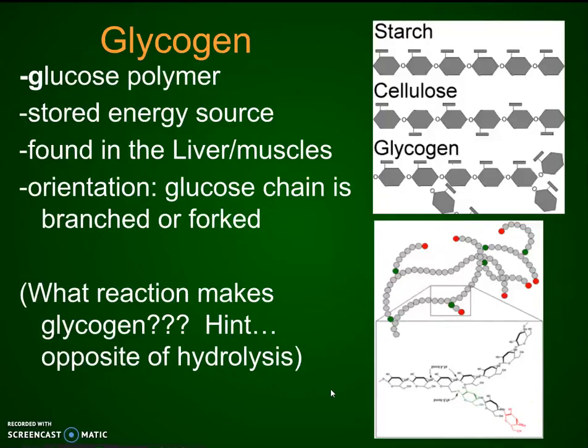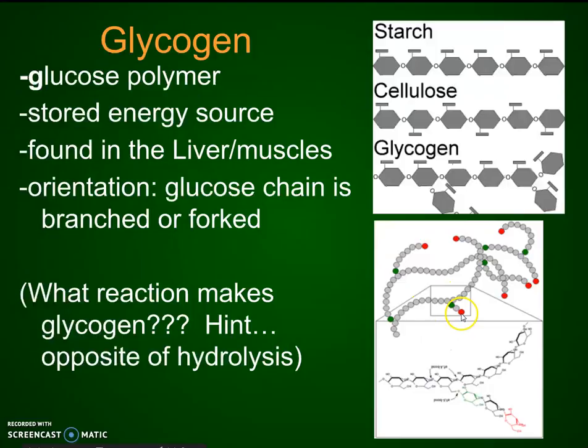Glycogen is the third one, and find it in your notes. Glycogen is also a glucose polymer, which just means it's made of many glucose, and it is right here. This is the one we make. The first two, starch and cellulose, plants make. We make glycogen, okay? Animals make glycogen in our liver and muscles. And the way it's oriented is that it's in branches. So here's an example of a big glycogen, and it is branched off.